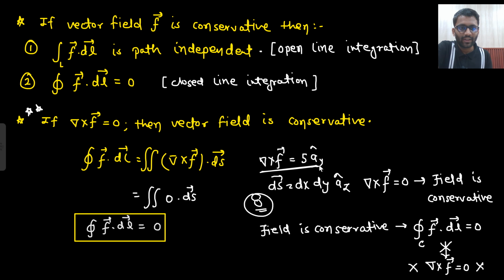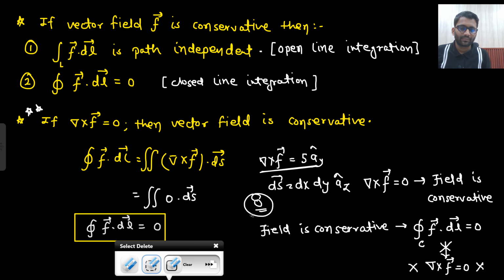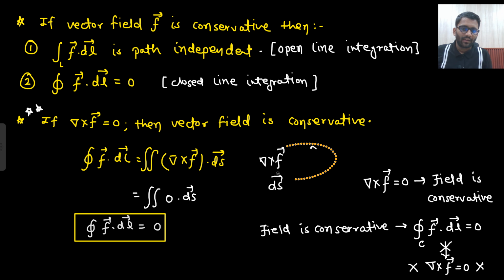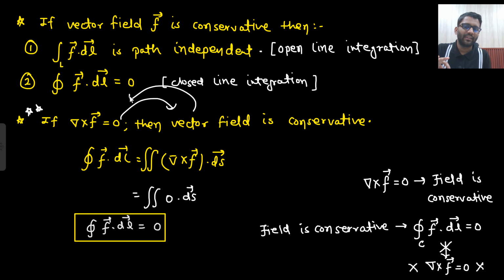So what did you understand from here? That if del cross f is 0, then certainly the field will be conservative. But if the field is conservative, then it's not necessary that your del cross f has to be 0. Are you getting this point? Here I am not writing 'vice versa'. What do you mean by vice versa? That this statement can go from here to here and here to here as well. No, it cannot come back.